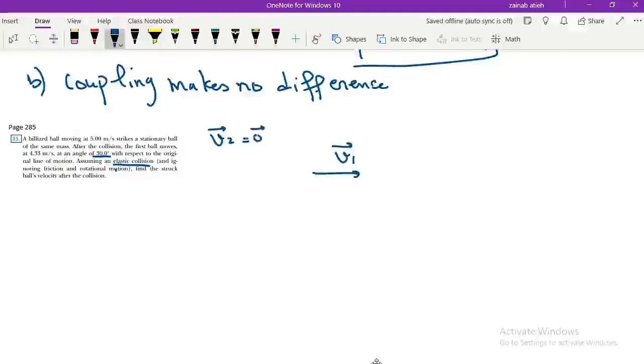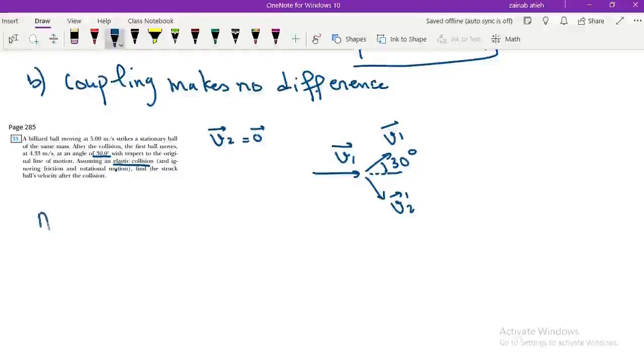After collision, the speed of the first ball, which is v1 prime, he said that it makes an angle 30 with the original direction. So this is angle 30. And v2 prime, I don't know how it is, so I will write it v2 prime like this. I don't know anything about v2 prime. He's asking to find the velocity of the ball after collision, or the velocity of the second ball after collision.